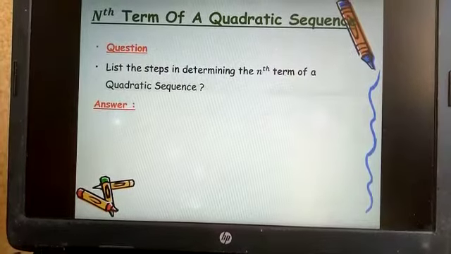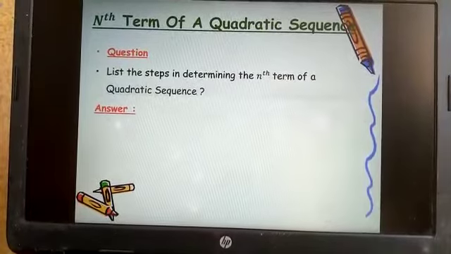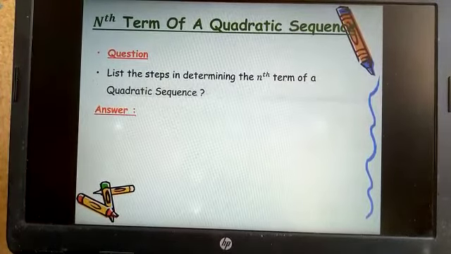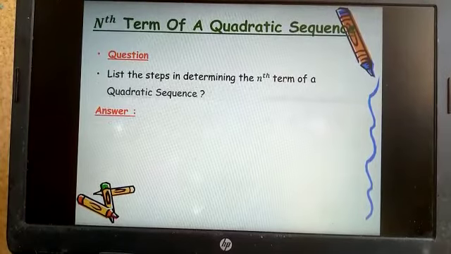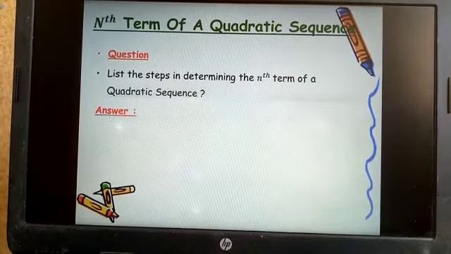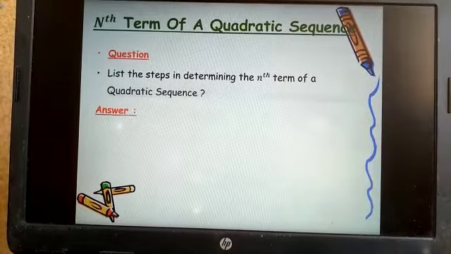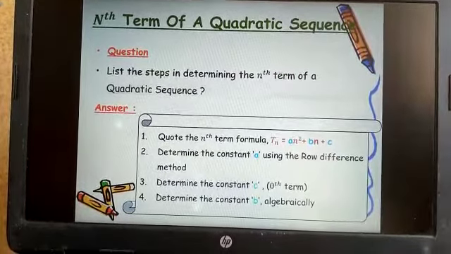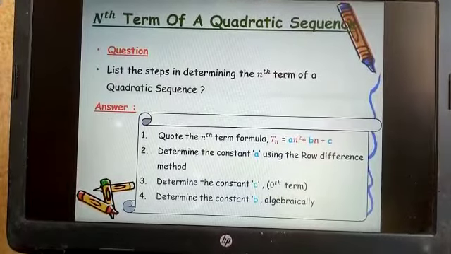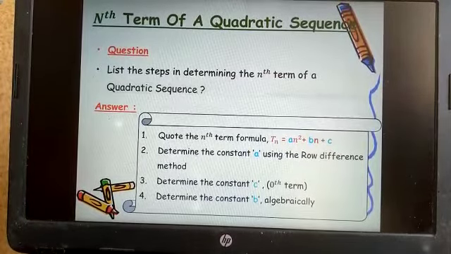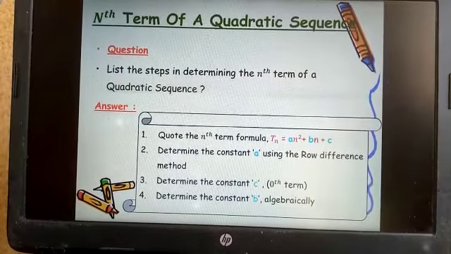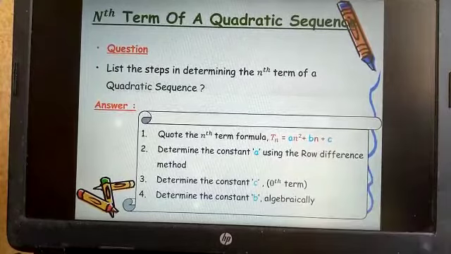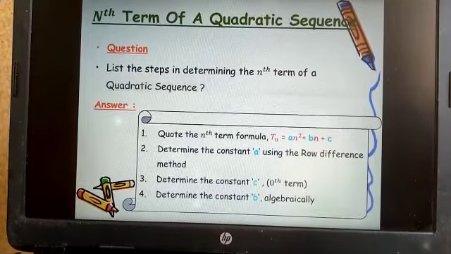Now, let's move on to the end term of a quadratic sequence. The question is, list the steps in determining the end term of a quadratic sequence. What are the steps? I know you know it. The first one is you quote the end term formula, which is Tn equals an squared plus bn plus c, followed by determining the constants, a first, followed by c and b.